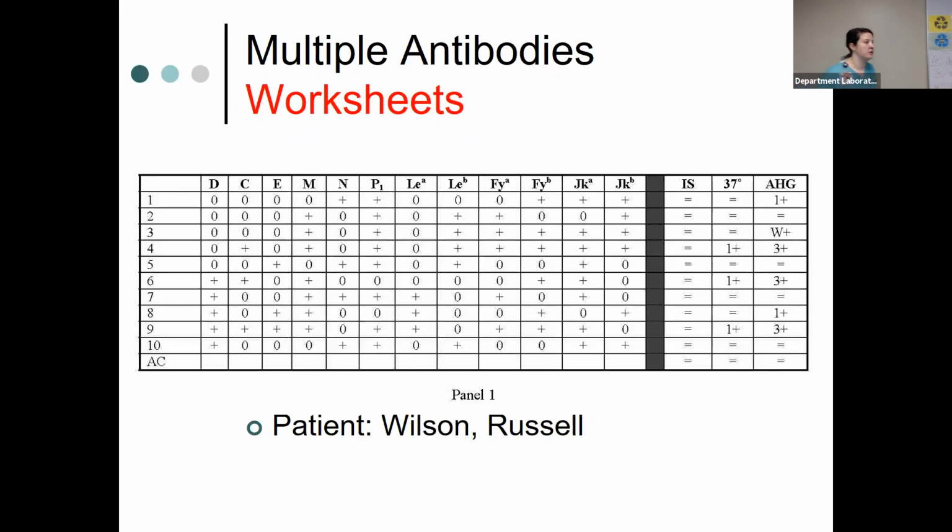Take a look at your reactions too. What phases are you reacting at? Notice that you have panel cells 4, 6, and 9 that are reacting at 37 and AHG.